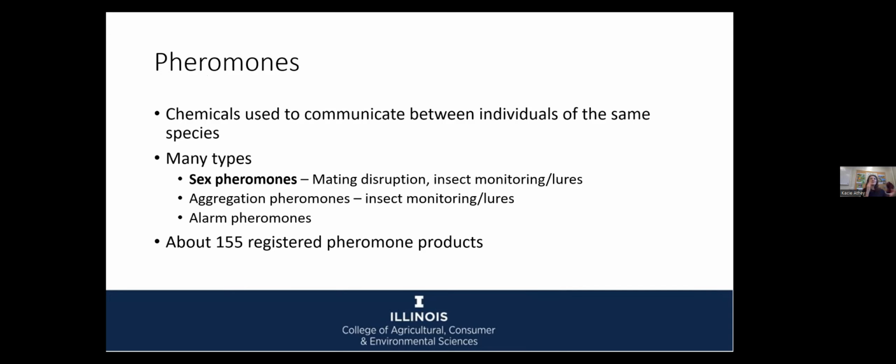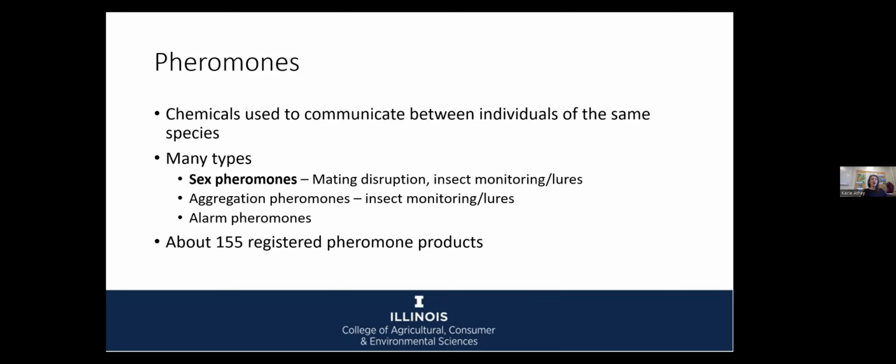So I'm going to move into this topic. This is very important in trapping, and I just want to put some context with it. Most of our insect traps in orchards, or a lot of them, use pheromones. If you have not heard of pheromones before, these are just chemicals that are used to communicate between individuals of the same species.